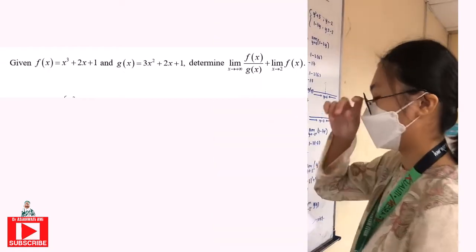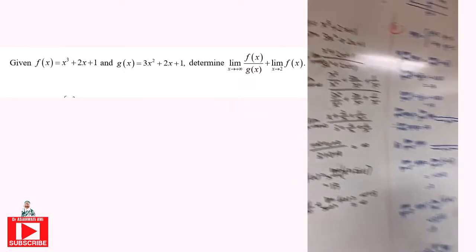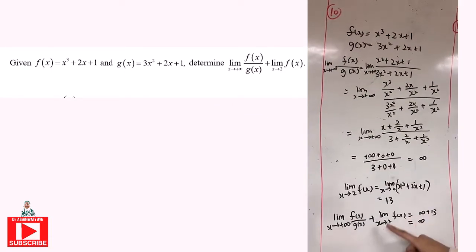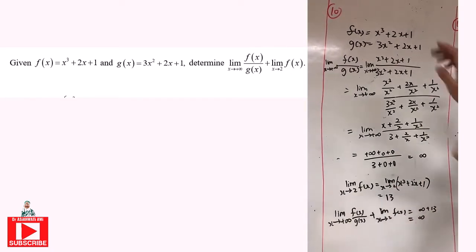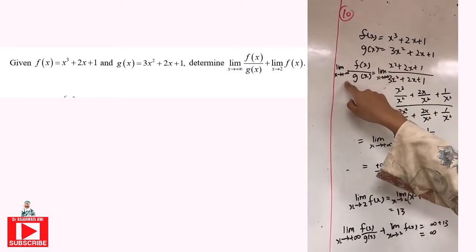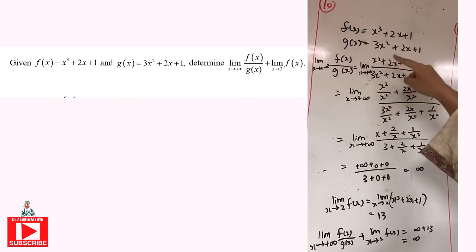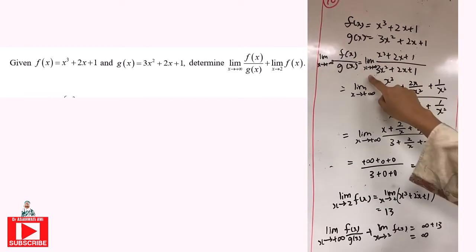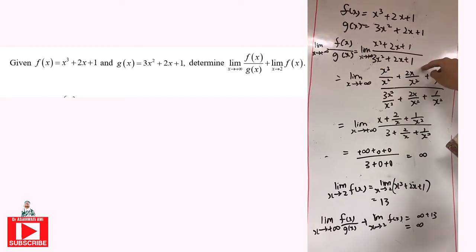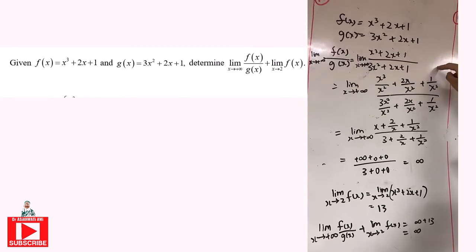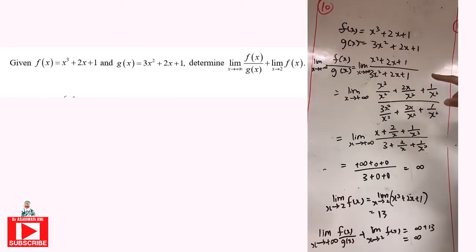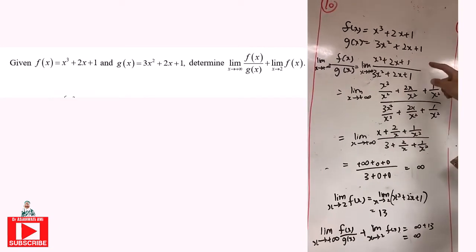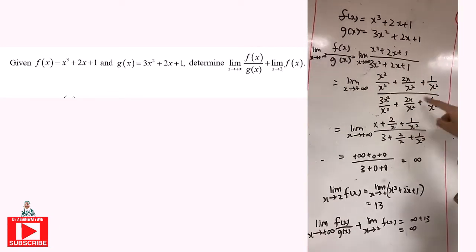Thank you. The question tells us to determine limit x approaching positive infinity f(x) over g(x) plus limit x approaching 2 f(x). So we can write in this form: limit x approaching positive infinity of (x cubed plus 2x plus 1) over (3x squared plus 2x plus 1). So if we directly sub positive infinity into x, we'll get infinity divided by infinity, which is in the indeterminate form. So we need to divide by the highest degree of the denominator.